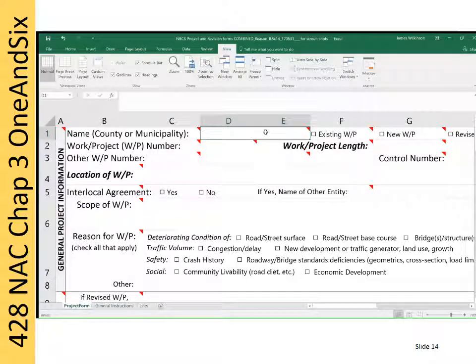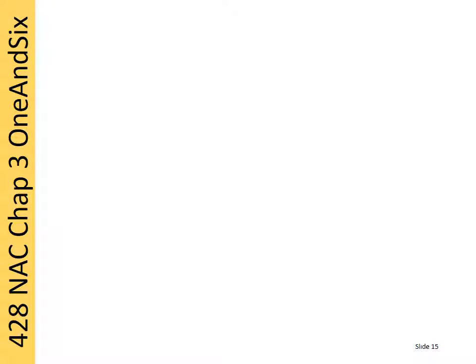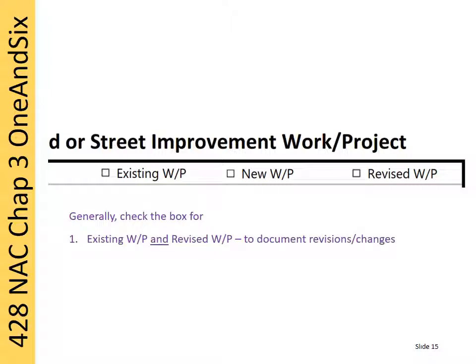Referring to row 1 of the spreadsheet, the first entry on the form is the name of the reporting political jurisdiction. In row 1 of the spreadsheet on the right side are 3 checkboxes. They express the status of the project: existing, new, and revised. Either 1 or 2 boxes must be checked, depending on the status of the project and any revisions being made.